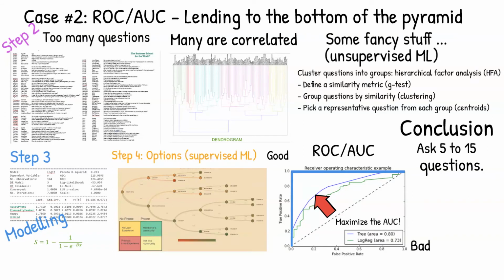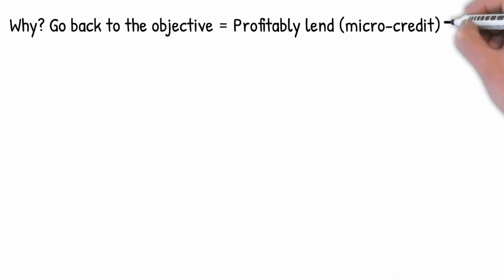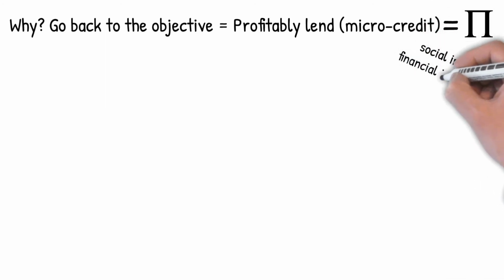Statistically, it looks pretty good, but we're not here to answer a statistical question. We're here to maximize shareholder value. Or maybe not. The reason I've said maybe not is because many organizations, when they do micro-lending, actually want to have social impact, not just financial impact.